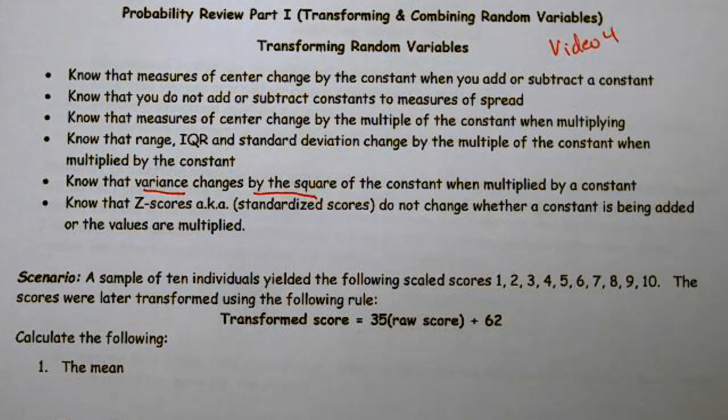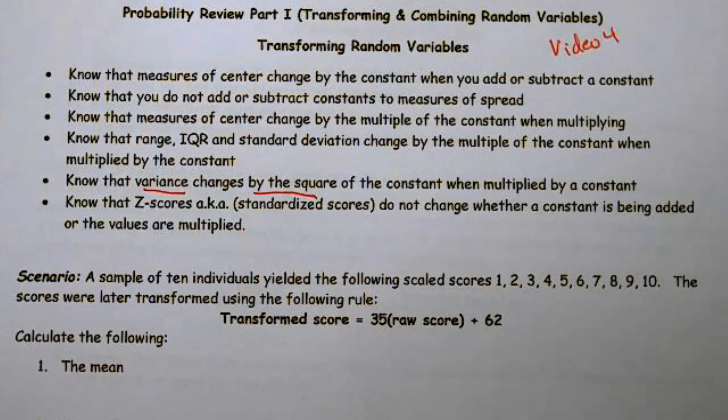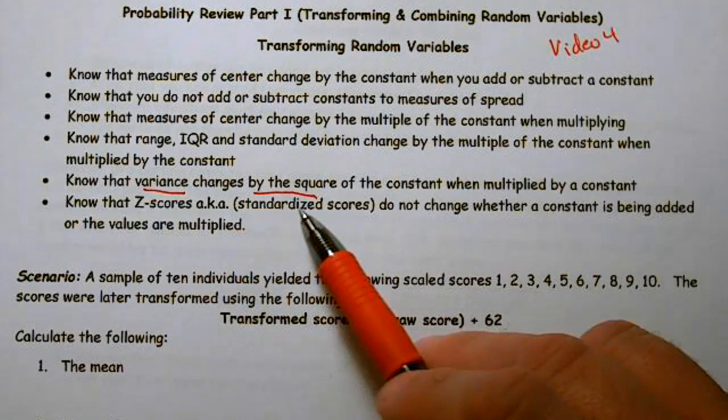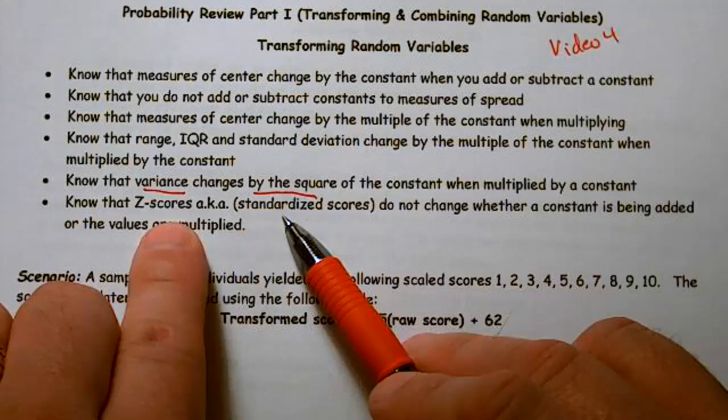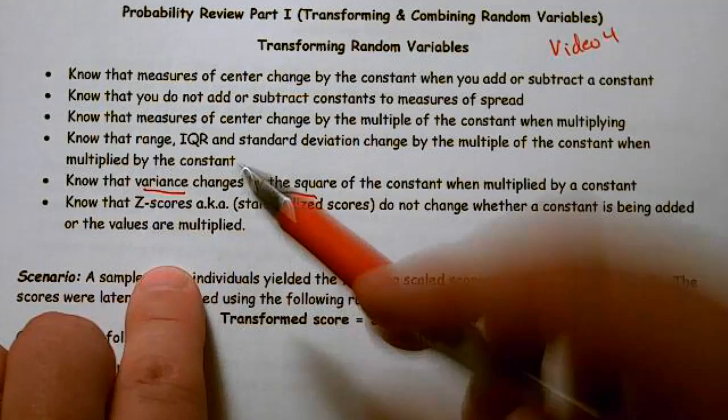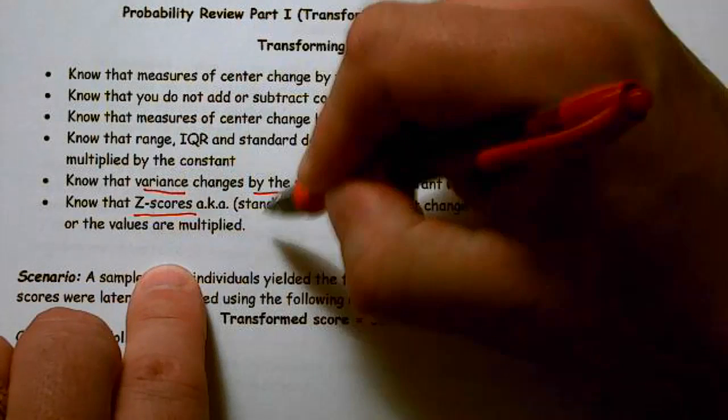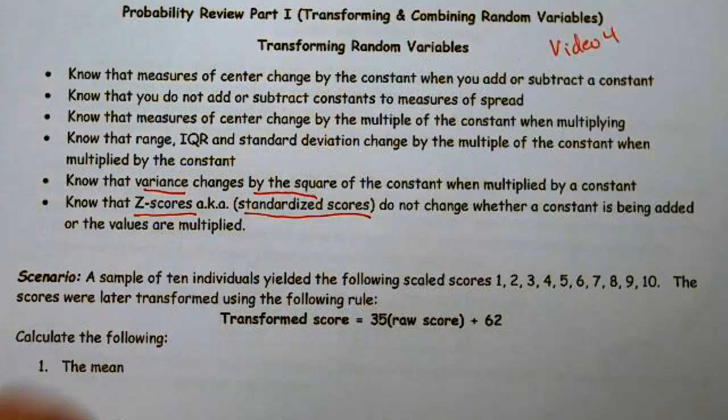And then z-scores, which are also known as standardized scores, do not change regardless of whether a constant is being added or the values are being multiplied. So if they ask about the standardized score, it doesn't change, and the z-score doesn't change because those are the same thing, all right? And people get confused. They don't recognize that z-score and standardized score mean the same thing.